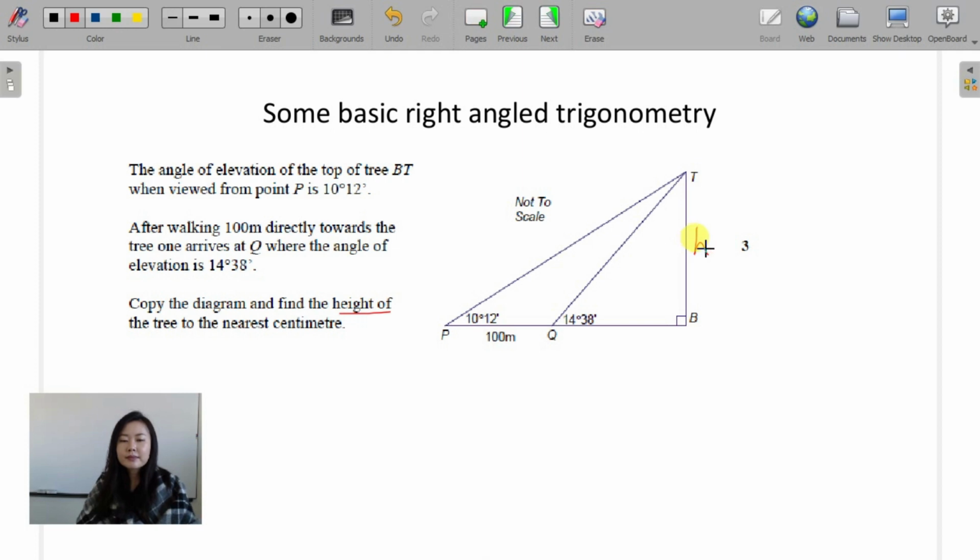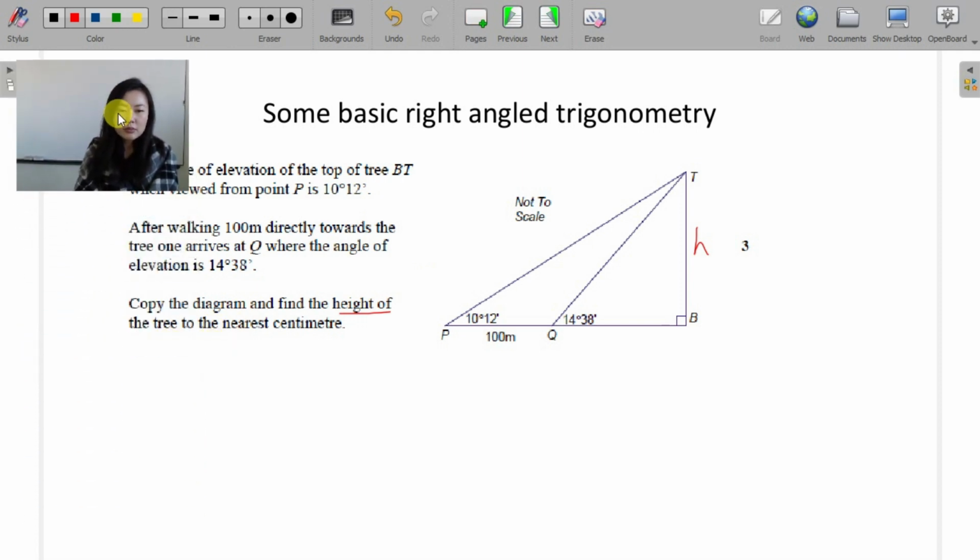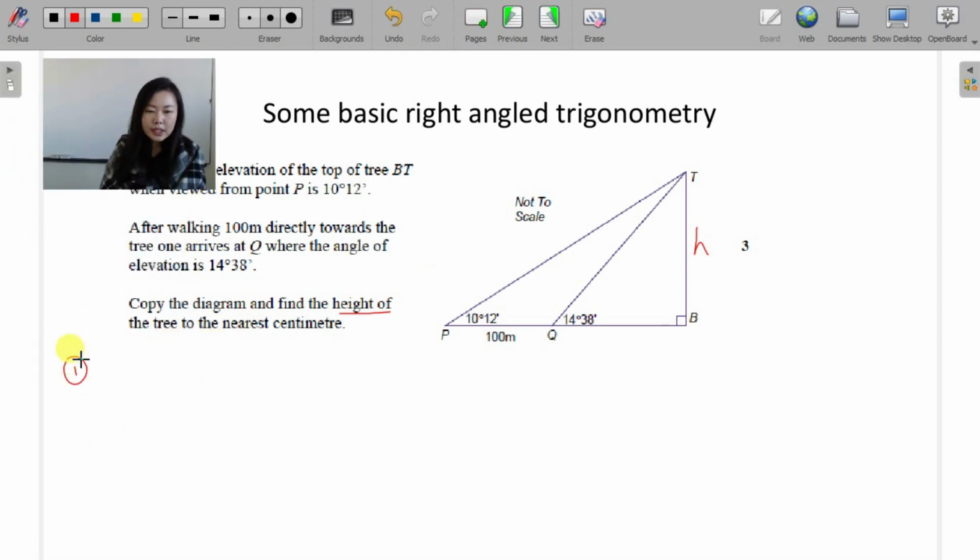To start, let's plan it out a little bit. I'm going to find this side first. Why? If you look at triangle PTQ, you can link this side to that angle and this side to that angle over there and use the sine rule to figure out what h is. So three steps. Step 1: I'm going to look at triangle TBQ and look for TQ. This is basic right angle trigonometry.